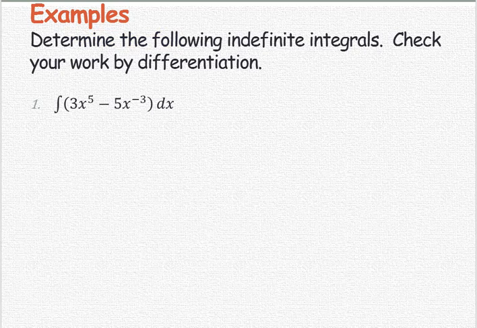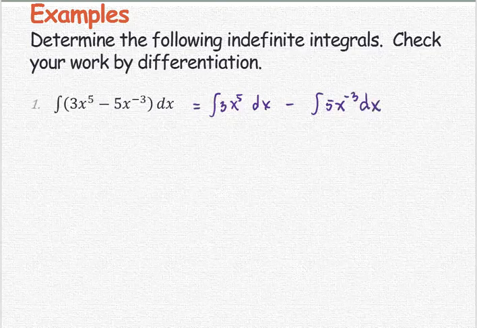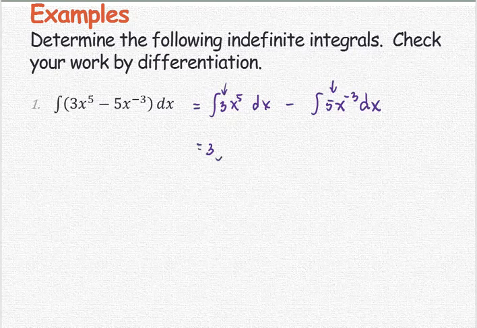There are two terms. We can apply the sum rule as the integral 3x to the fifth with respect to x minus the integral 5x to the negative third with respect to x, and also use the constant multiple rule for the next step. So 3 times the integral of x to the fifth with respect to x minus 5 times the integral of x to the negative third with respect to x.